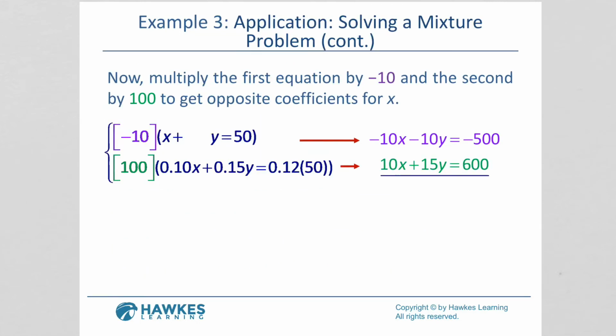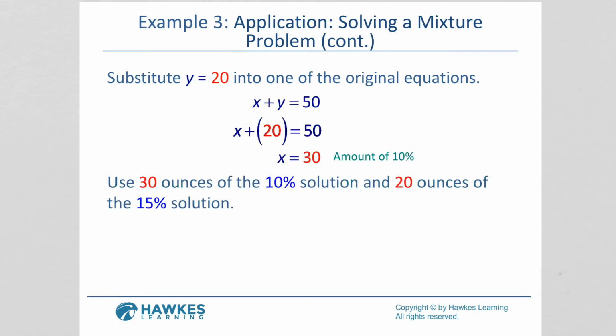We're going to multiply the first equation by negative 10 and the second equation by 100. So we're going to use the addition method. When I multiply my first equation times negative 10, I end up with negative 10x minus 10y equals negative 500. When I multiply the second equation times 100, I end up with 10x plus 15y equals 600. When I add those two things together, I have 5y equals 100. When I divide both sides by 5, y equals 20, which is the amount of 15%.